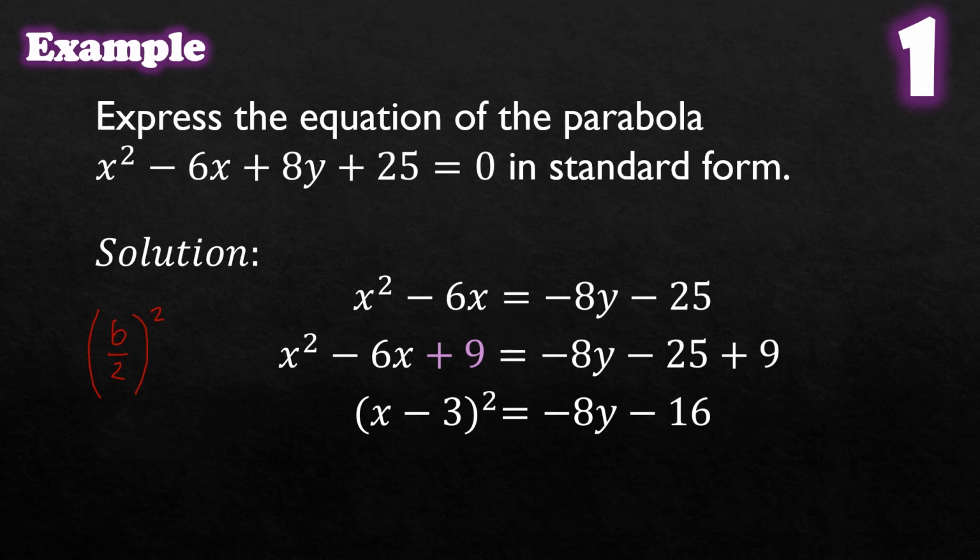On the left-hand side of the equation, the factored form is x minus 3 squared. On the right-hand side, we have negative 8y minus 16. A common monomial, negative 8, can be factored. So we have x minus 3 squared is equal to negative 8 times the quantity y plus 2. And this is the standard form of the equation of the given parabola.